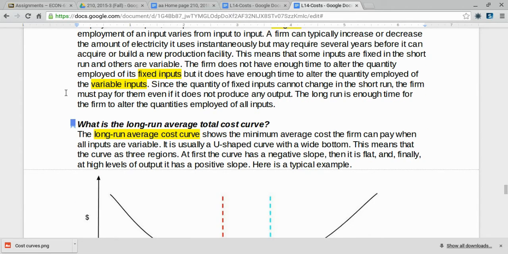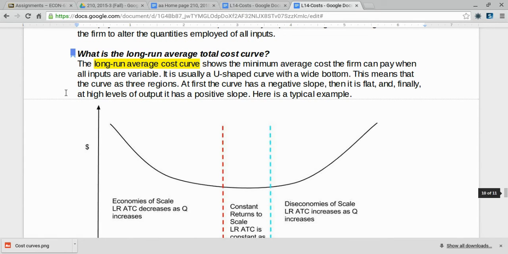Since the quantity of fixed inputs cannot change in the short run, the firm must pay for them even if it does not produce any output. The long run is enough time for the firm to alter the quantities employed of all inputs. The long run average cost curve shows the minimum average cost the firm can pay when all inputs are variable.